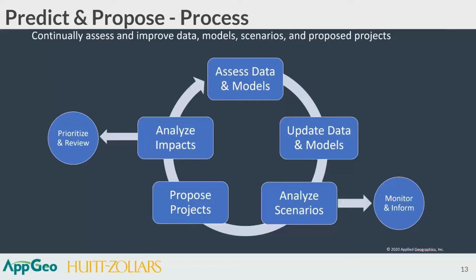Then, of course, we're going to need to update the models and data. We're going to want to analyze various scenarios, and that analysis, some of it may be detailed models. Some may be just based on engineering judgment without detailed modeling. We'll get into that a little bit later as well. And then, of course, that takes us around to proposing projects and the next stage of prioritize and review. So let's take a look at some of the challenges and solutions associated with this predict and propose stage.